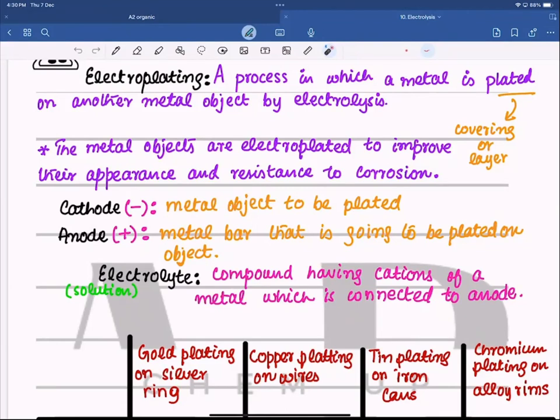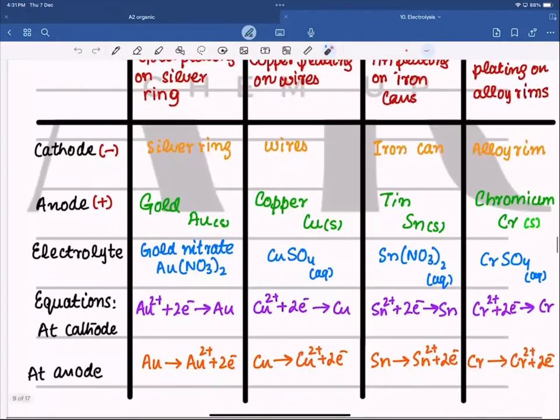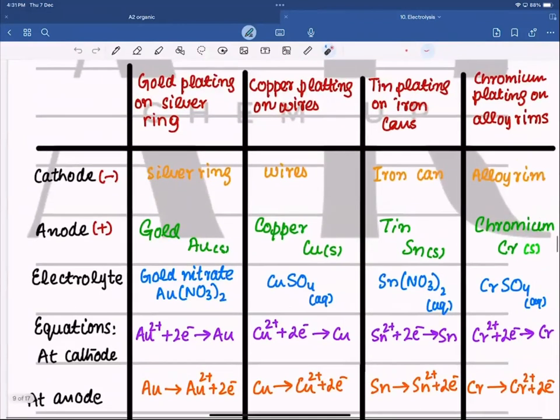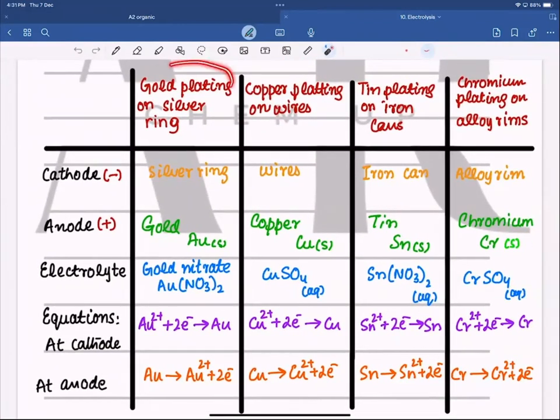Yes, everybody completed till here? Yes, sir. Okay, now see the case over here. In the first case, we are going to do gold plating on a silver ring. So the silver ring is going to connect with the anode. Sorry, the silver ring is going to connect at the cathode. Gold is connected at the anode, and the electrolyte is gold nitrate.